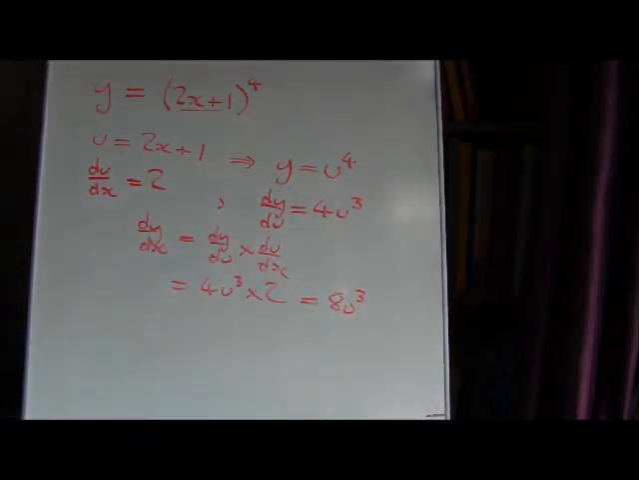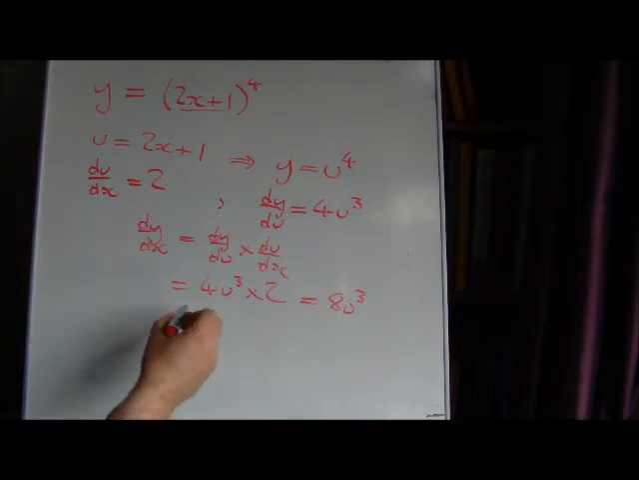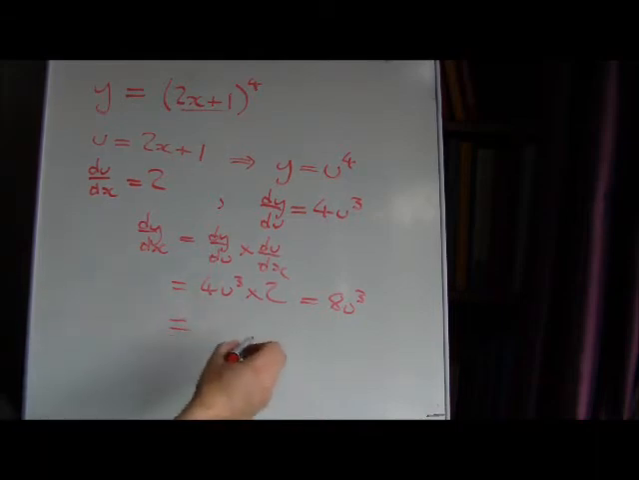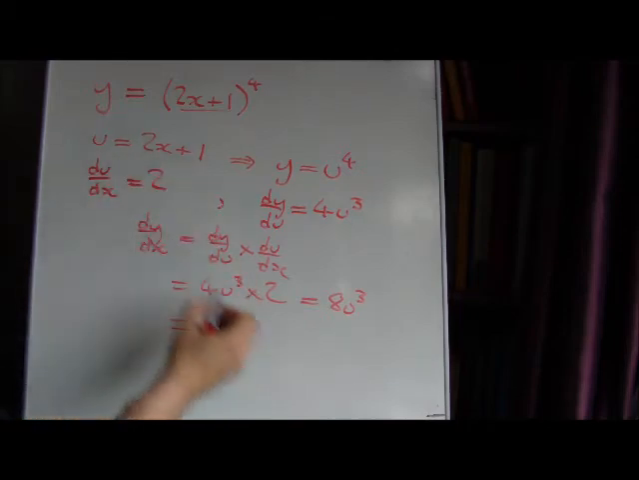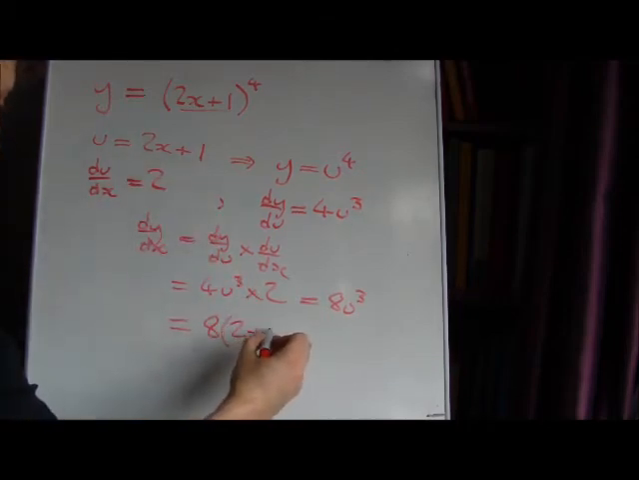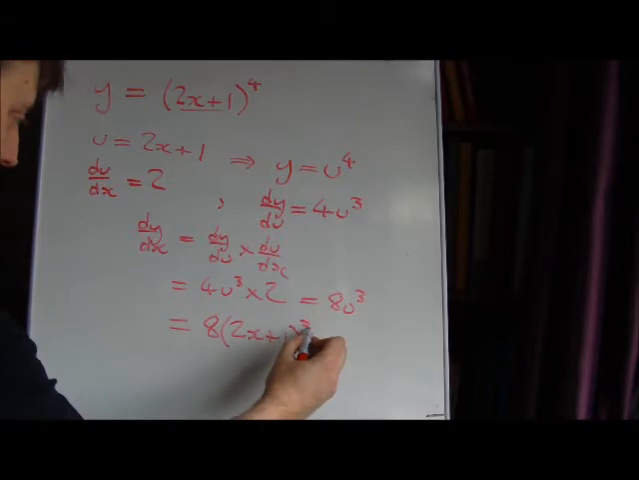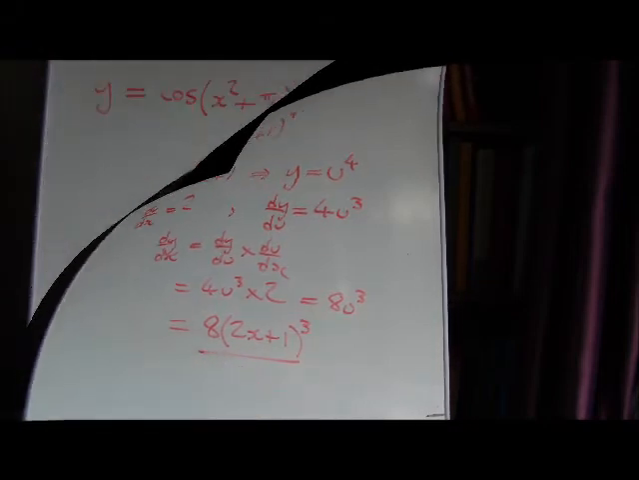The final step is to change back to the original variable, which in this case is x. So instead of u, we're going to write that as, well, here's u here, so it's 2x plus 1 to the power of 3. And that's the gradient.